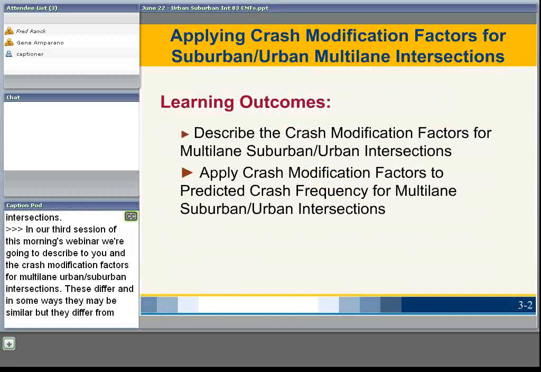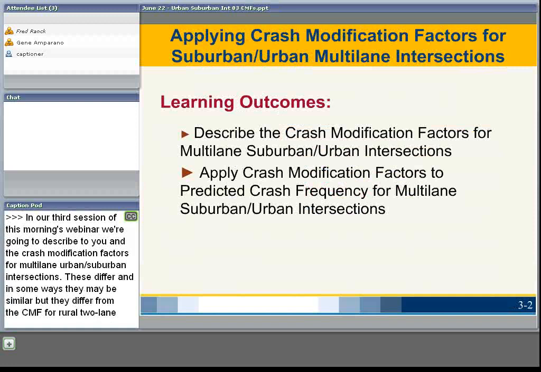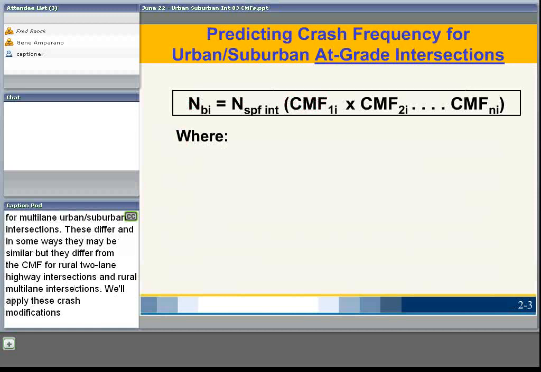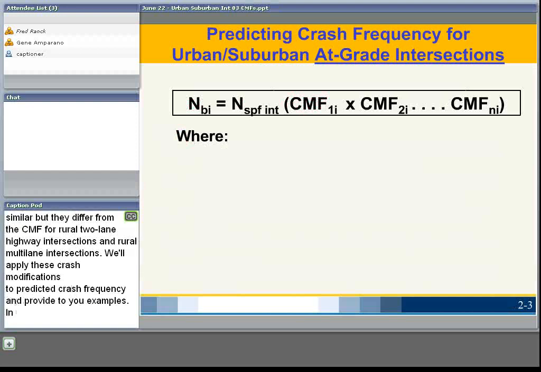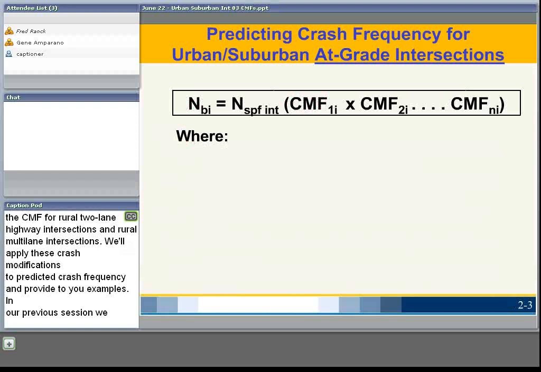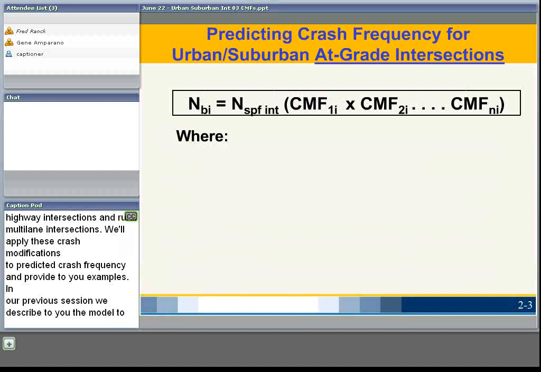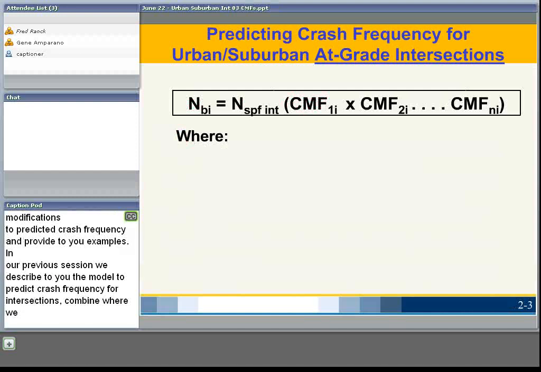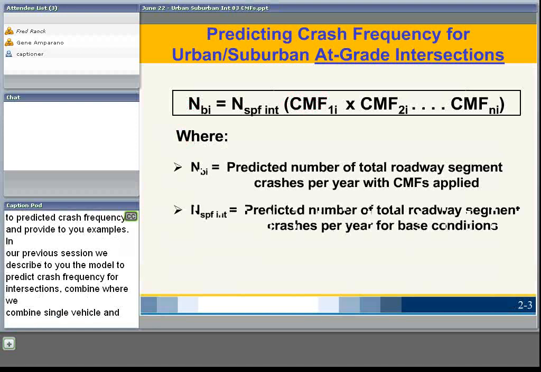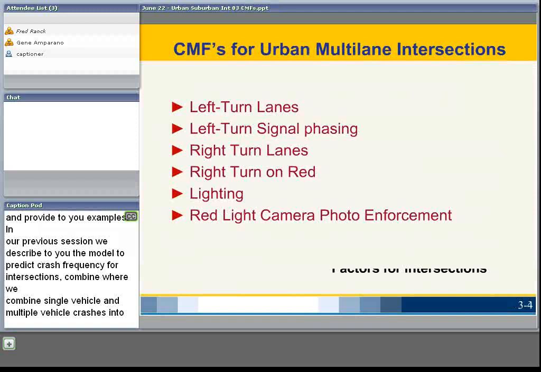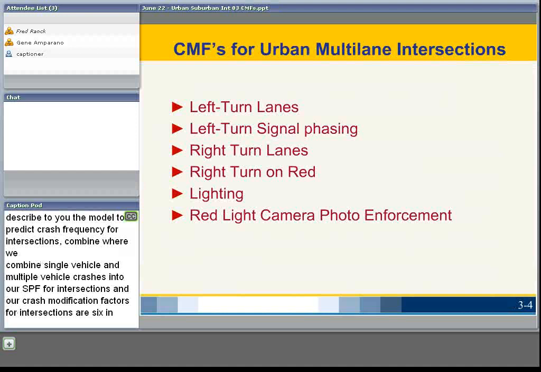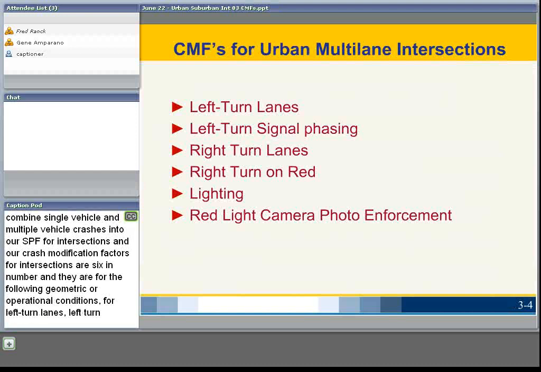So in this second session, we've described the models for the prediction of crash frequency for multi-lane suburban urban intersections. In our third session of this morning's webinar, we're going to describe to you the crash modification factors for multi-lane suburban intersections. These differ, in some ways they may be similar, but they differ from those CMFs for rural two-lane highway intersections and for rural multi-lane intersections. We're going to apply these crash modifications to predicted crash frequency and provide to you examples.